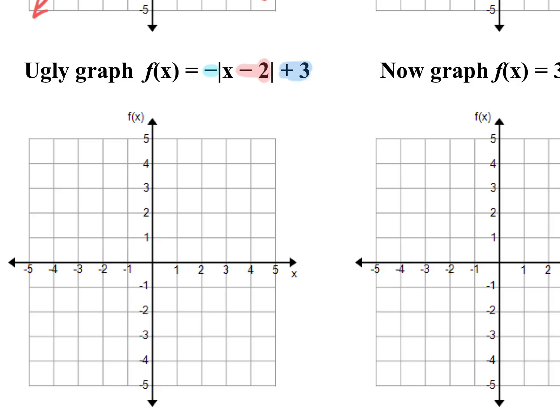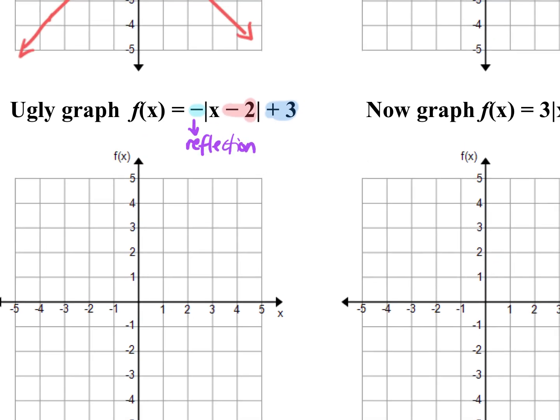Okay, let's label that one. This is going to be a reflection over the x-axis. This 2 in here is going to be a horizontal translation of 2 right, and this is going to be a vertical translation of 3 up.